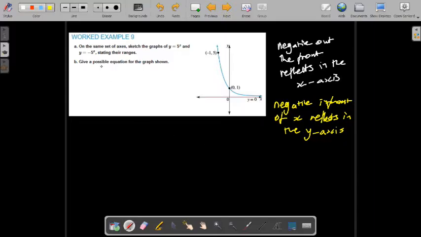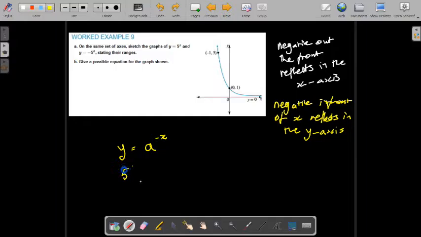So part B, give a possible equation for the graph shown. So we've got it going through 0, 1. It looks like it's one of these ones because we're going down, and so we've got a to the minus x. Just need to work out what that a value is. Now, if we go over here, we've got minus 1 and 5.